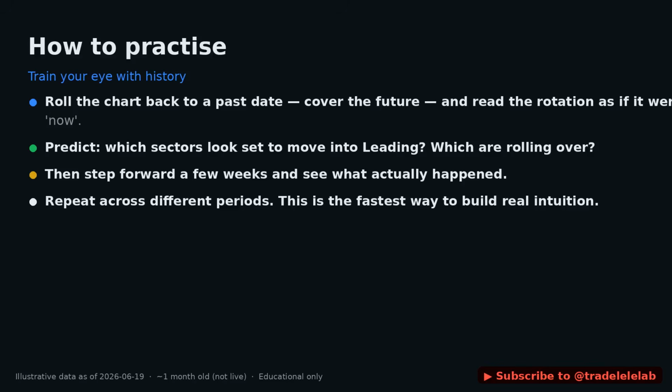Here is the best way to get good at this, quickly. Use history to train your eye. Roll the chart back to some past date and read it as though that were the present moment. Make a prediction, which sectors look ready to rotate into the green leading quadrant. Which ones look like they are rolling over and about to weaken? Write your answer down. Then step the chart forward a few weeks and simply see what actually happened. Were you right? Where were you wrong, and why?